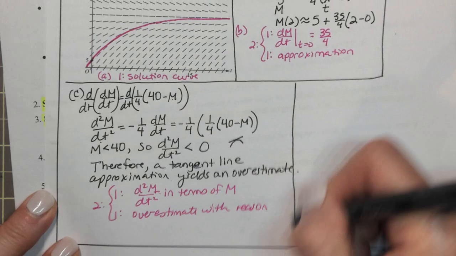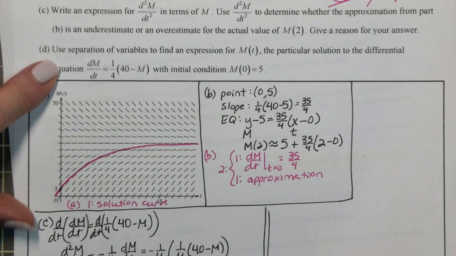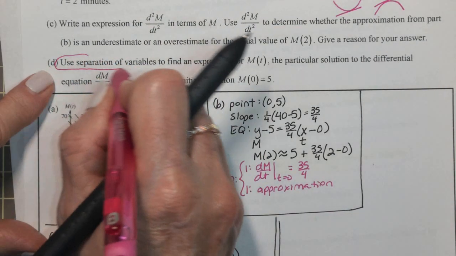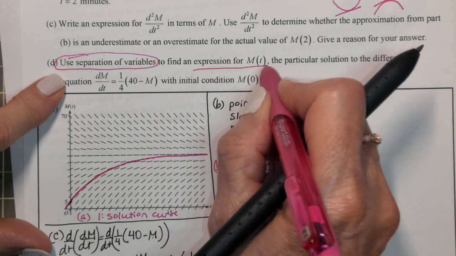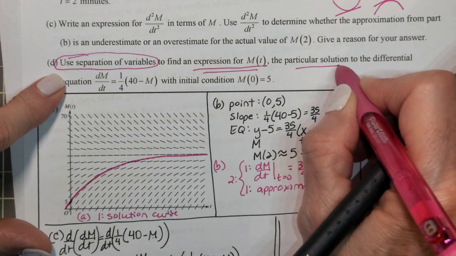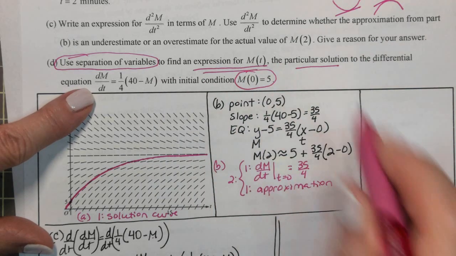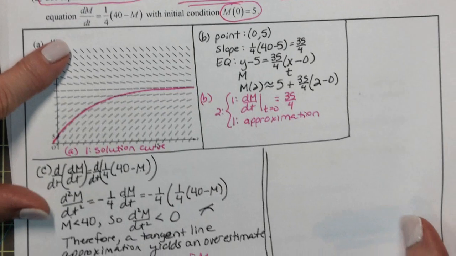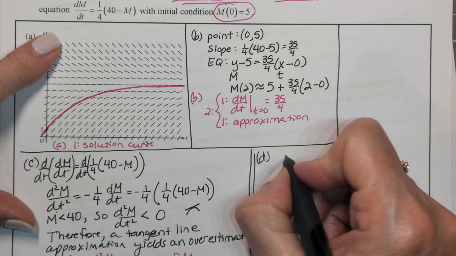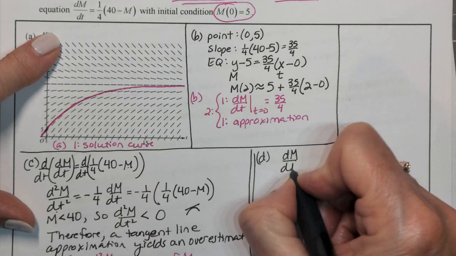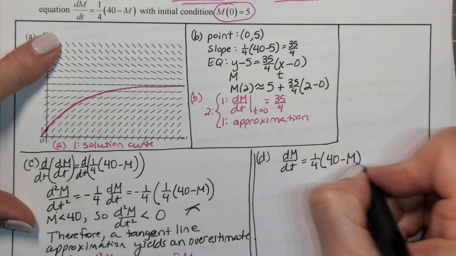Part D. Use separation of variables, separate and integrate to find an expression for m, the particular solution to this differential equation with initial condition m of 0 is 5. So we're solving the differential equation. So part D, dm dt is 1/4 (40 minus m).